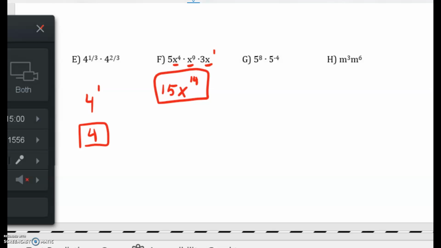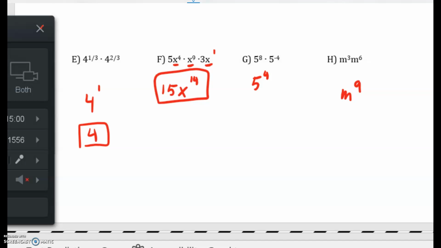Okay, if we have a negative exponent, we're still going to add because we are multiplying, right? So what is 8 plus negative 4? Well, that's 4. So 5 to the 4th. M to the 3rd, if there's not a symbol in between, it is still multiplication. So m to the 3rd times m to the 6th is m to the 9th. All right, that's how we multiply.